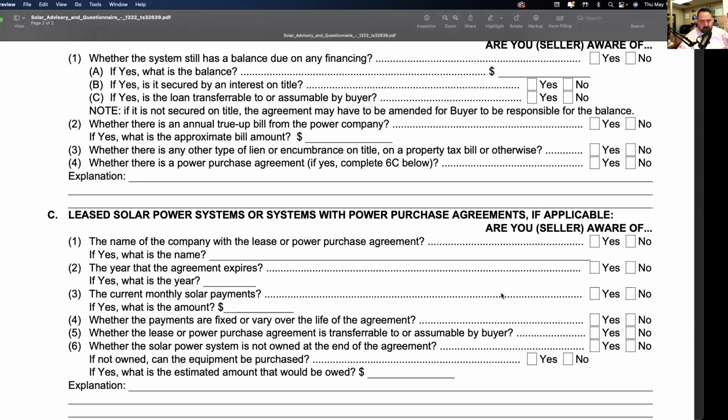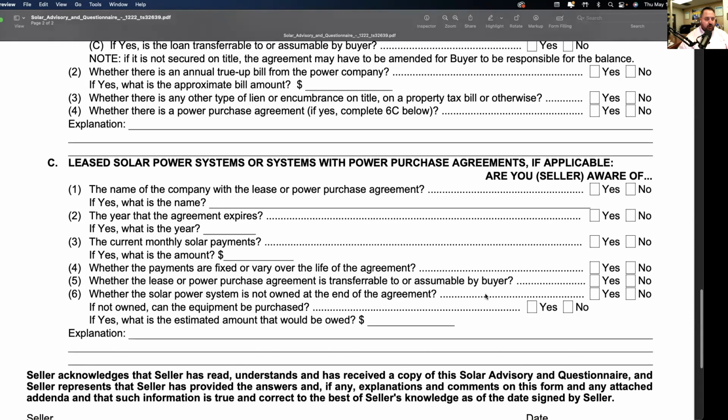Yes, I'm sure that everybody's going to be yes on these if they're leased. Whether the payments are fixed or vary over the life of the agreement. Whether the lease or power purchase agreement is transferable or assumable by the buyer. Whether the solar power system is not owned at the end of the agreement, right? All of these things. That's why it's super important, because we have to provide this. It's important for us as the listing agents to guide our sellers from the very beginning to reach out to the companies that provide them with the service and get all of the answers to these questions.